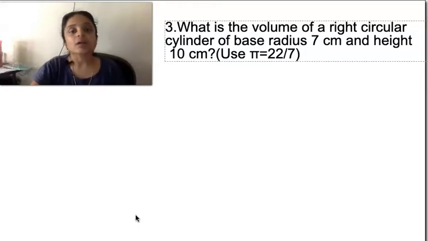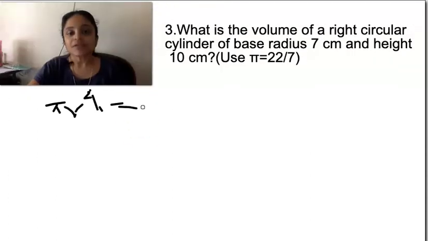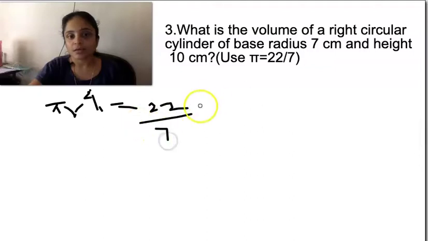Next question is, what is the volume of a right circular cylinder of base radius 7 cm and height 10 cm? Use pi equal to 22 by 7. Okay. And what is the formula for volume of a cylinder? It is pi r square h, right? So we have to find pi r square h. 22 by 7 into 7 into 7 into 10.